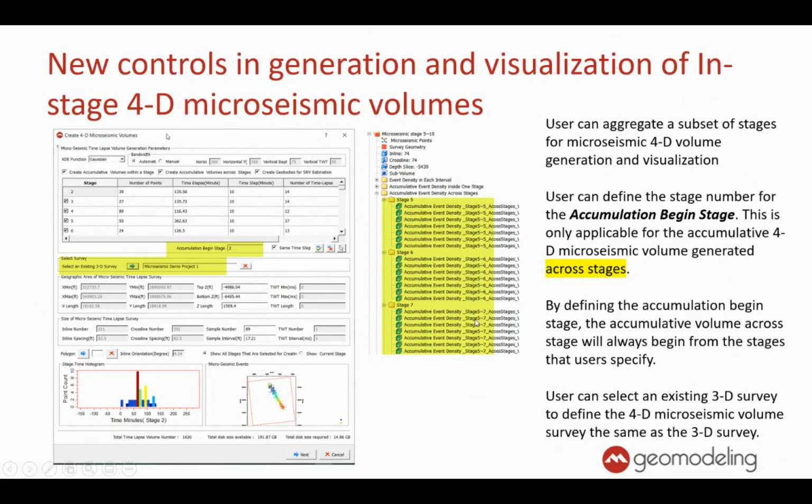This adds the flexibility for users to analyze the 4D microseismic volumes in a subset of stages. Also, in this interface, we add an option to let users select an existing 3D survey to constrain the 4D microseismic survey geometry. If any 3D survey is selected, the generated 4D microseismic survey geometry would be the same as the 3D survey's geometry. This would be useful when users want to analyze the 4D microseismic volume with the 3D seismic volume.